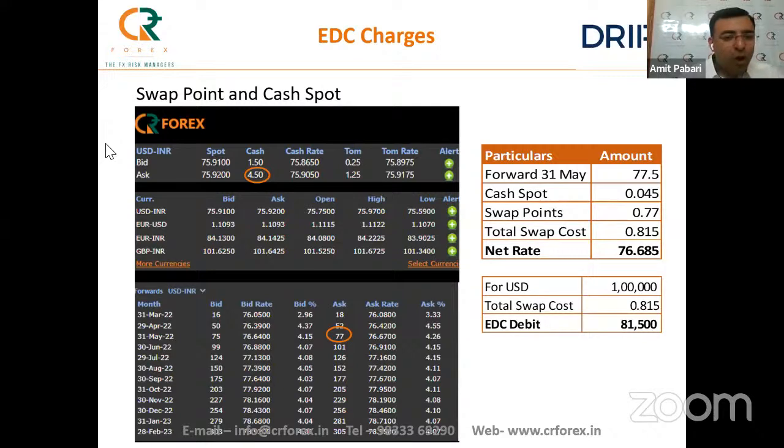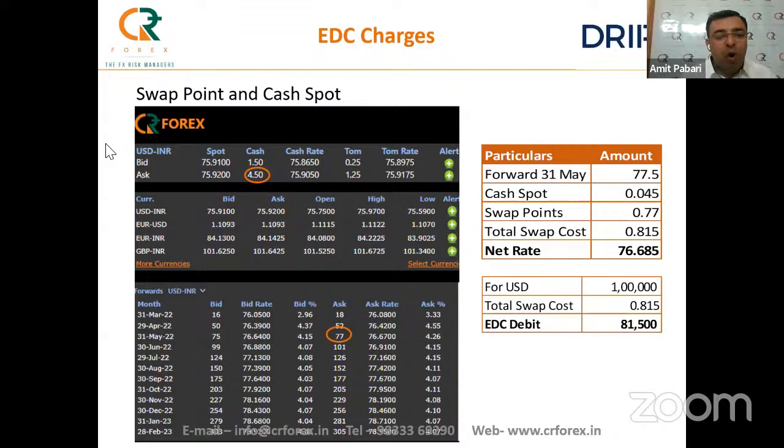The first cash pot, which we have marked in orange at the upper part of the screen, was 4.5 paisa. So that is for one cost. Second, the import side premium, not the export side premium, the import side premium, that is 77 paisa. So combining 77 and 4.5 paisa, the total cost is 81.5.